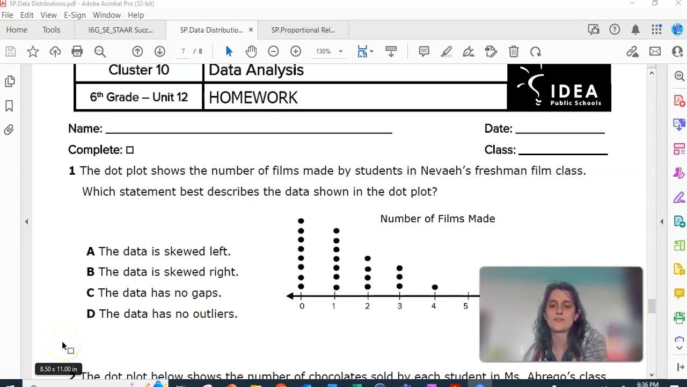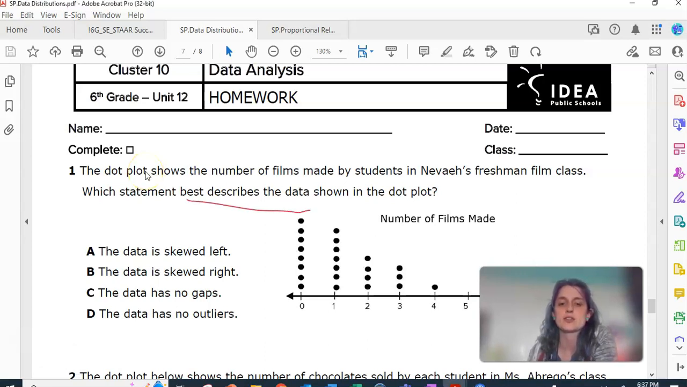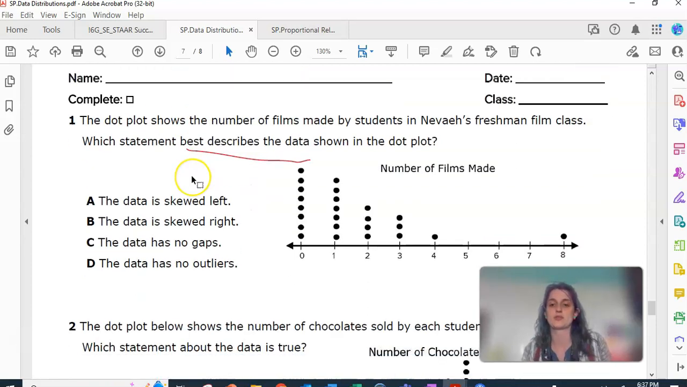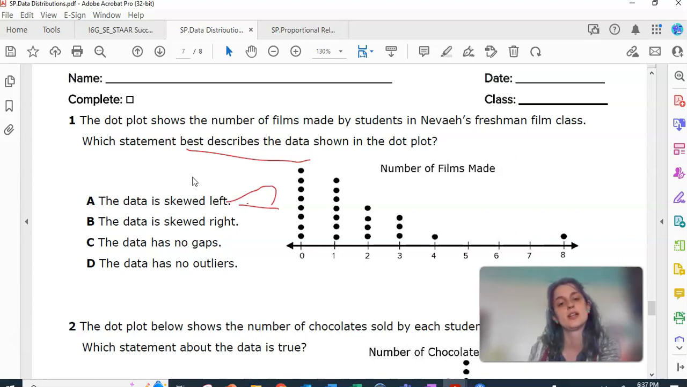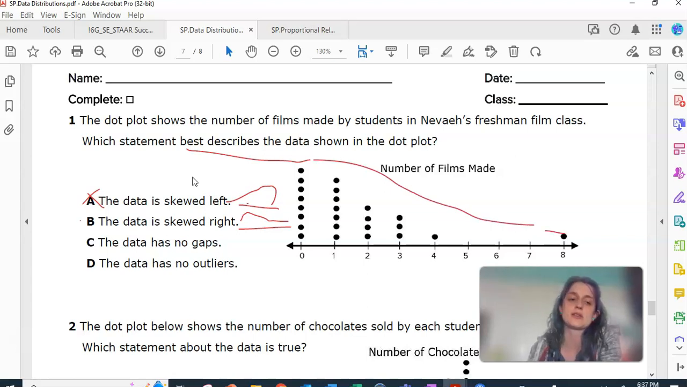Okay, so our first one is looking for a statement that best describes the data. So a true statement about this data. Let me move the screen so that we can see the whole data set. The data is skewed to the left. Skewed to the left looks like most of your data is on the right and there's a little bit off to the left. That is not what ours looks like. Data is skewed to the right. Does it have a tail that goes to the right? Yeah, this one does. Okay, this is a possibility.